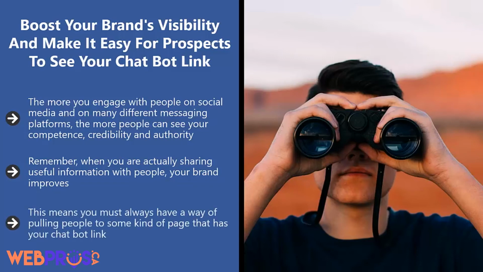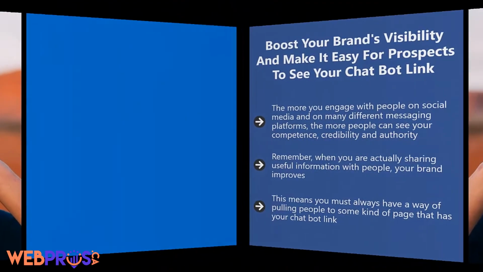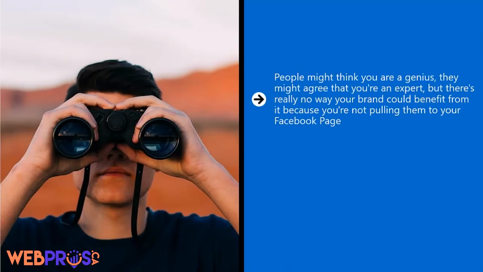This means you must always have a way of pulling people to some kind of page that has your chatbot link. This is very important, because if you don't have some sort of payload or call to action in your overall messaging strategy online, you're not that visible. People might think you're a genius. They might agree that you're an expert. But there's really no way your brand could benefit from it because you're not pulling them to your Facebook page.